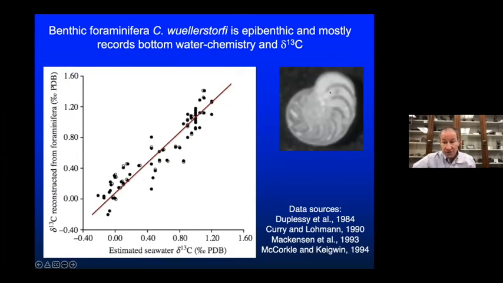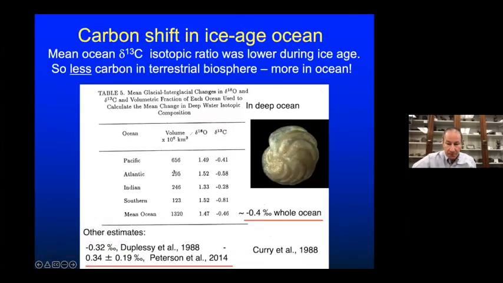This is a demonstration that the shells of some benthic organisms, in this case, our favorite benthic foraminifera called Cibicidoides wuellerstorfi, are faithful recorders of the delta C13 in seawater. So we can use them to assess this following fact. I'll just cut right to the chase. During the last glacial maximum, the whole ocean had a lower delta C13.